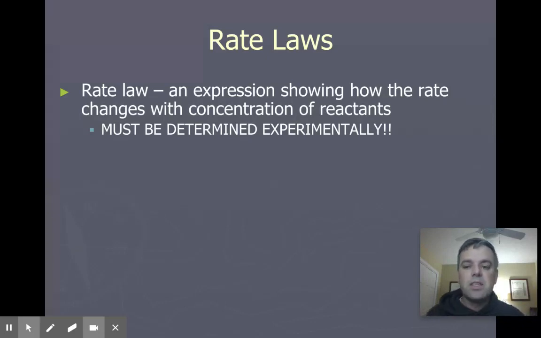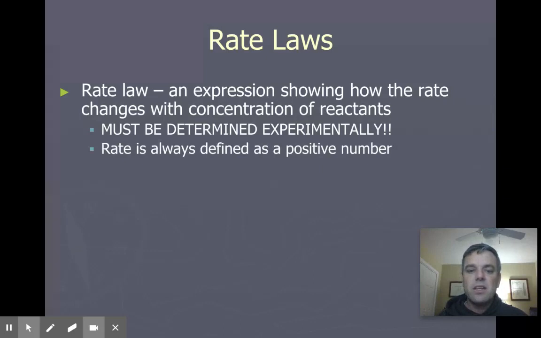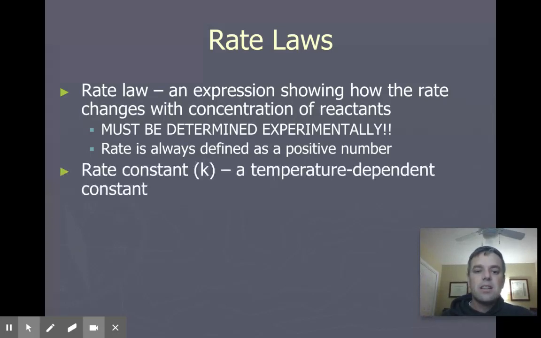So, as part of this unit, you're going to be analyzing experimental data in order to determine what the rate law is. Rates are always defined as positive numbers. We don't use negative numbers in the rate laws. If something is disappearing, you talk about how fast something is being consumed. You don't talk about the concentration going down in a negative way or anything like that.